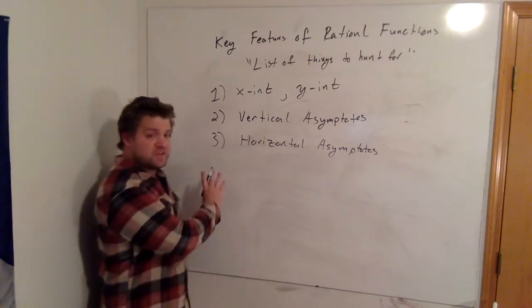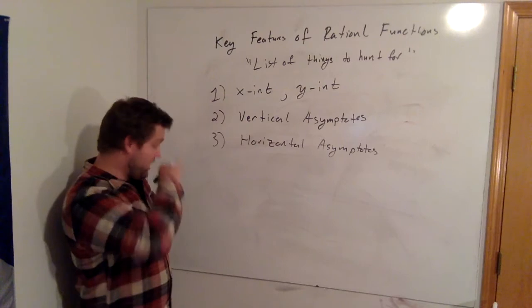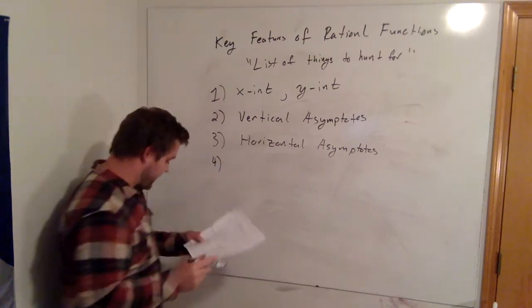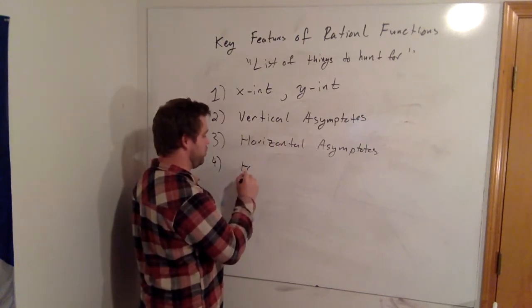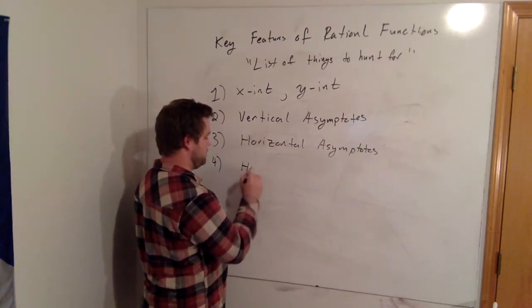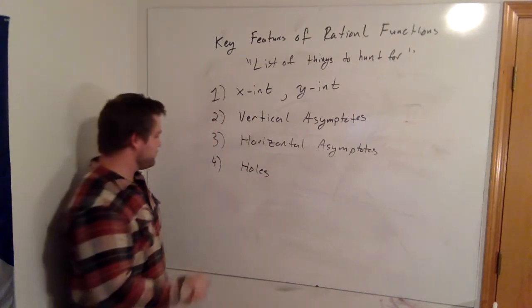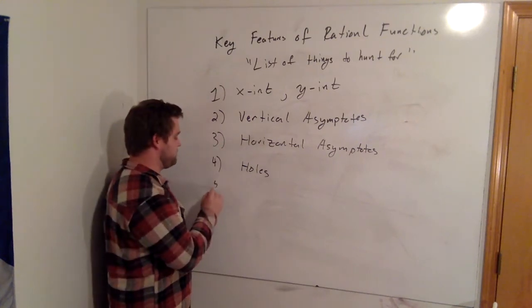Now there are two more things I'm going to add to this list. These don't always happen in rational functions, but they're things to look out for. Another thing to look out for is features of a graph called holes. Rational functions might have holes in a graph. That's exactly what you think about. There are these little holes in the graph. We'll see examples of these.